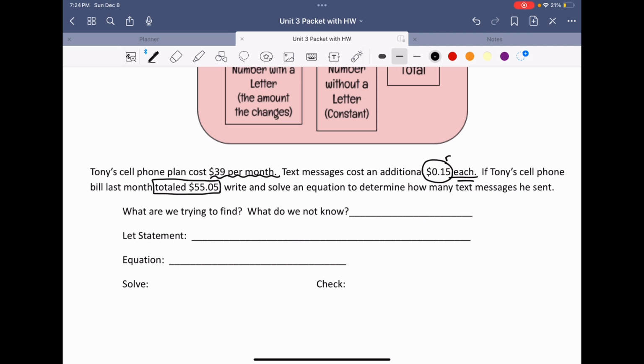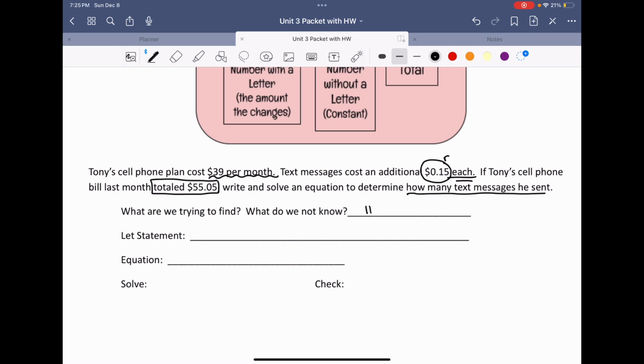So what are we trying to find? What do we not know? Well, it says determine how many text messages he sent. So we need to know the number of text messages. Then it says a let statement. So we're going to say let T equal the number of text messages.